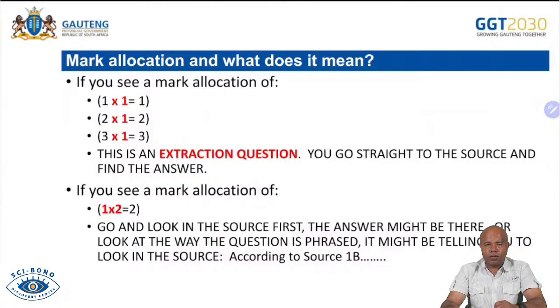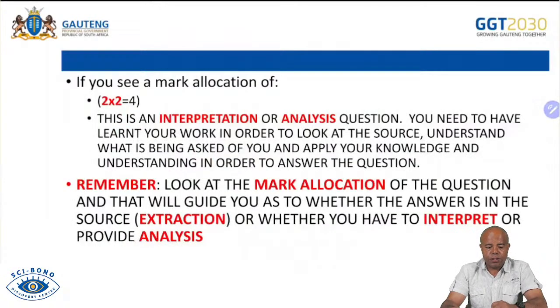If you see a mark allocation of 1 times 2 equals 2, take note, it could be a definition. Go and look in the source first, but definitions are not in the sources. Definitions are what you need to go and study. So it's important that you understand that if you have not studied the work, it becomes difficult for you to write down all your definitions.